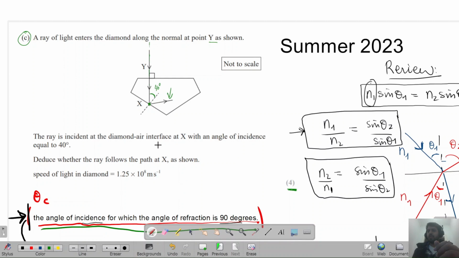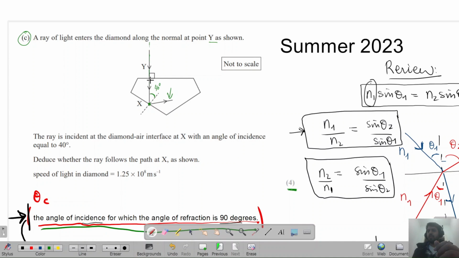So I will give you some time to think about this question. You can pause the video, see if you can solve it. I will give you a hint. You have to rephrase this question in terms of some other concept that you already understand.